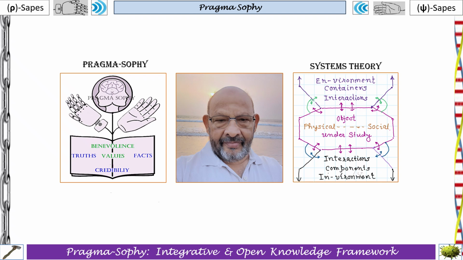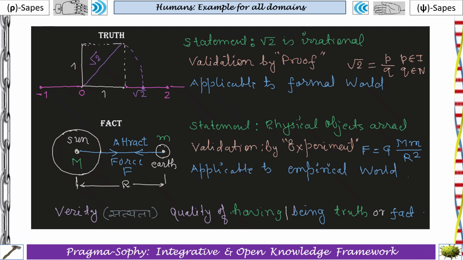Today's topic is verity of truths and facts. Have you ever wondered how we know what we know? What is the difference between truth and fact? Is there a concept which encompasses both the truth as well as fact?